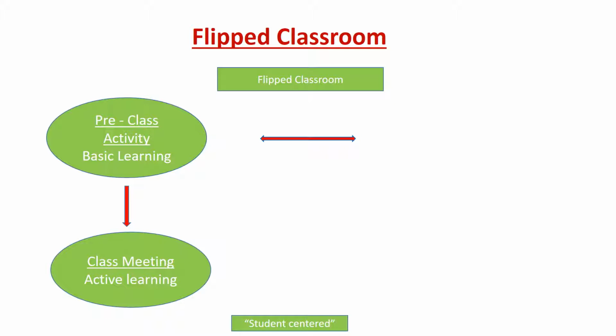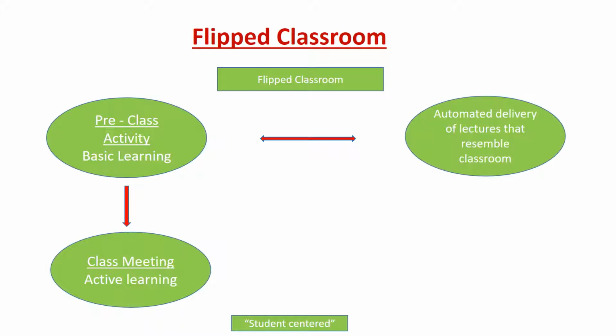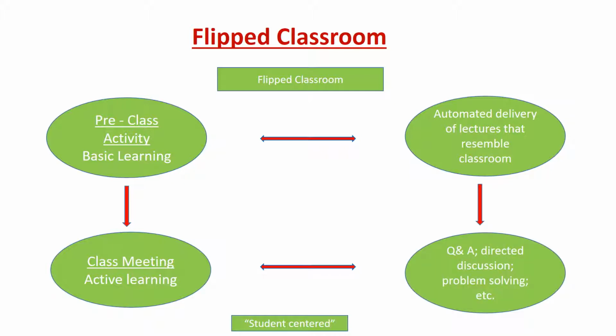Here is the modern definition of a flipped classroom. Basic learning takes place before the class meeting through automated delivery of video lectures that resemble classrooms. So students have to watch them and try to understand the course material before they come to the class meeting. And when they come to the class, the instructor undertakes a lot of active learning exercises. These could be a Q&A session, directed discussion, problem solving exercises, and so on.